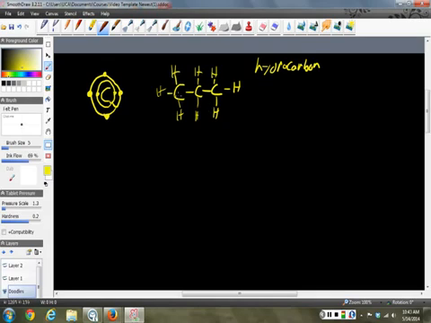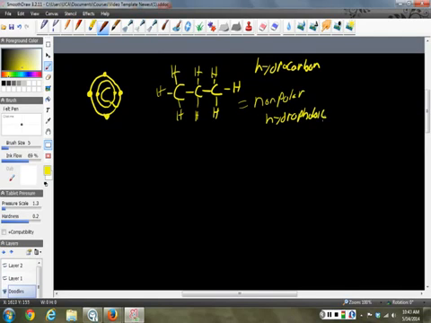Now this molecule here, lots of carbon and hydrogen, all of these are nonpolar covalent bonds, which means this is a molecule that does not mix well with water because water is polar. This molecule is not polar. So it's nonpolar, or as we would say, hydrophobic.